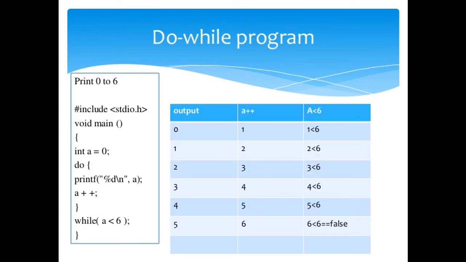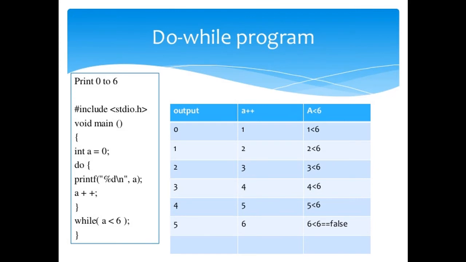Here is the simple C program using do while loop. See the example. Within a main function, we are declaring the a variable as an integer and it's initialized to 0. Then do, within curly braces, we are printing the a value and a plus plus, which means incrementing the a value by 1. At last it checks the condition while a less than 6.